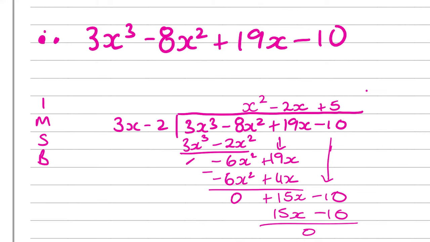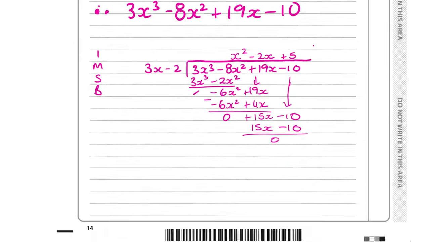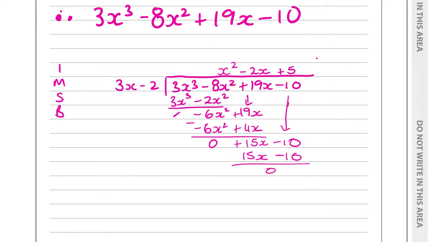This should give us 0 because it's already told us it's a factor, right? So we shouldn't have any remainder. So therefore, we're going to have 3x and minus 2x squared minus 2x plus 5. Can we factorise x squared minus 2x plus 5? Yes or no? Can we factorise that? No, we can't. So this is fully factorised form.